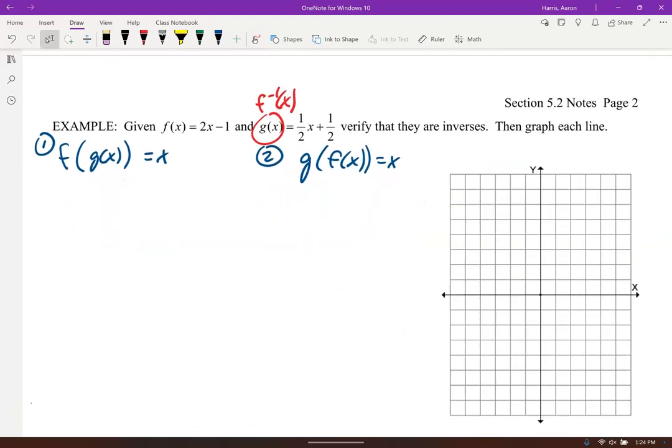Let's do f of x equals 2x minus 1. Well, that's a linear equation with a y-intercept of negative 1, and it goes up 1, right 1, up 1, right 1, because the slope is 2, right? So you could graph, here's our f function. And g, which we're calling the inverse, is 1/2 x plus 1/2. So it has a y-intercept of a half, and it goes up 1, right 2, up 1, right 2, up 1, right 2, and so on.